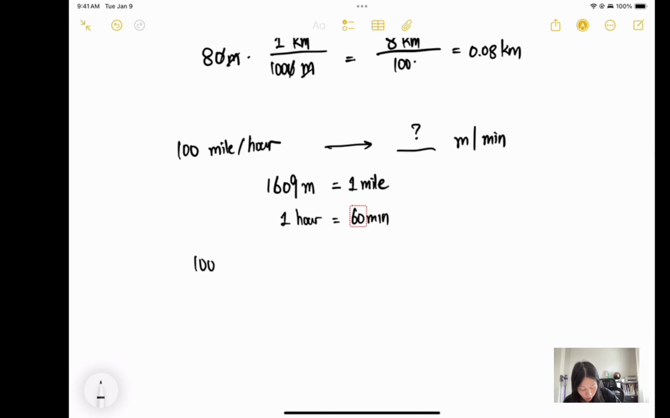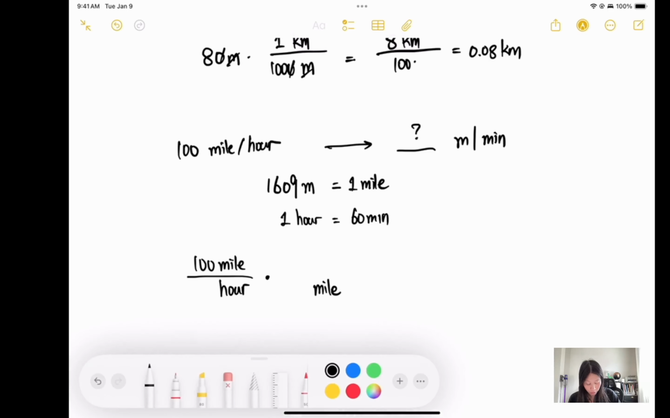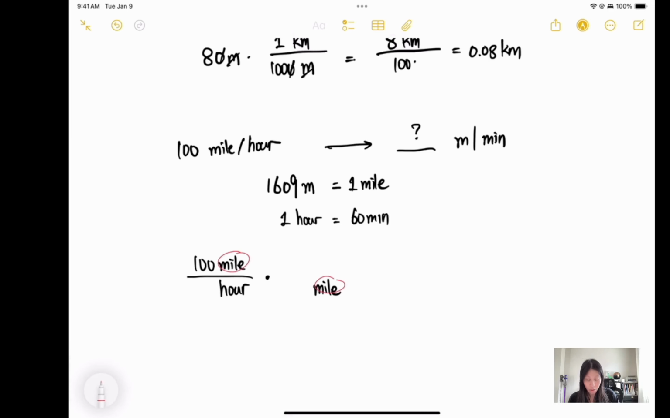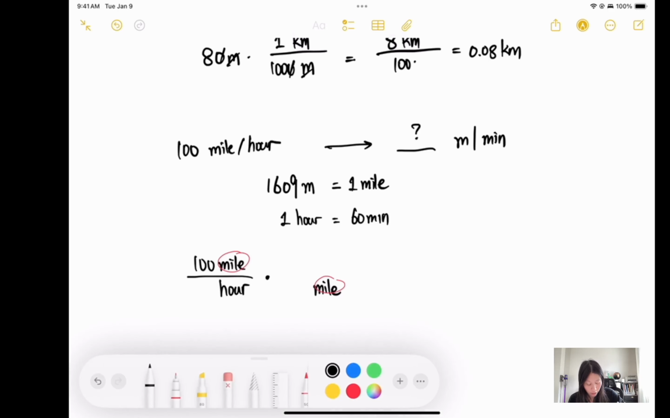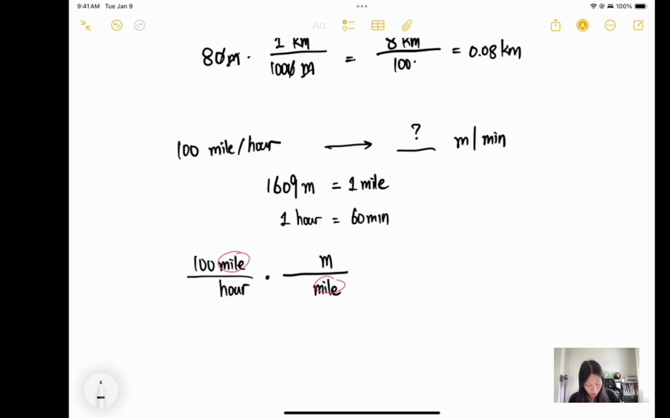So 100 miles per hour. We want to write it as a fraction, and then multiply by the conversion factor. The first one converts mile to meter. I want to get rid of the mile, so you write it in a diagonal position so that they can cancel each other. On the top would be meters. So every 1,609 meters is equal to 1 mile.